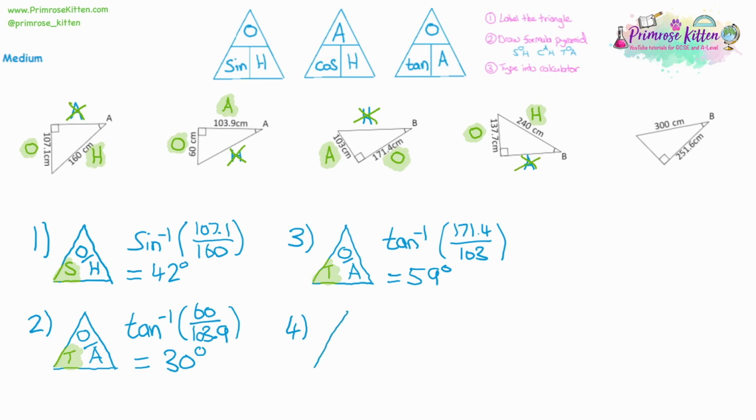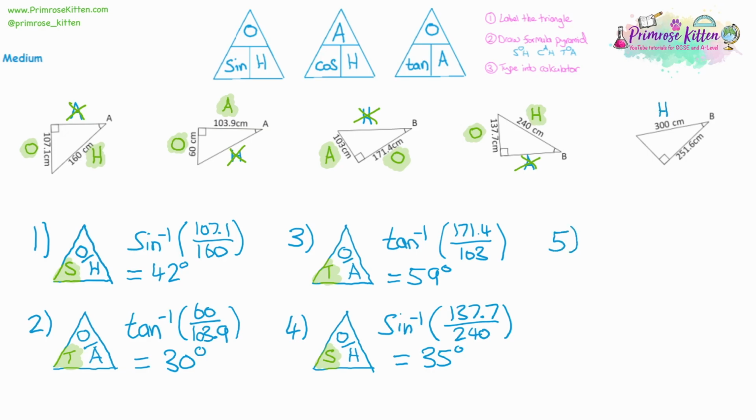Let's draw the formula pyramid. Now we have O and H labelled. They only appear together in the sin pyramid, so S, O, H. We're looking for the angle, cover it up, and this leaves us with O divided by H. So on the calculator, sin to the power of -1, opposite divided by hypotenuse, and that should give us 35 degrees. Moving on to question 5.